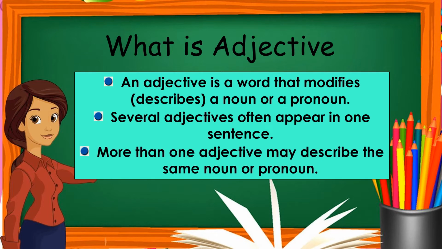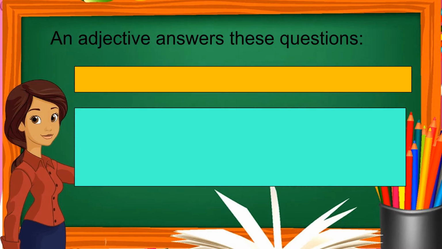More than one adjective may describe the same noun or pronoun. Like for example, this a while ago about Zoe. We are describing Zoe, who has a long and shiny hair. So we are describing one noun, the same person, Zoe, and we have several adjectives like long and shiny. Okay? Very good.